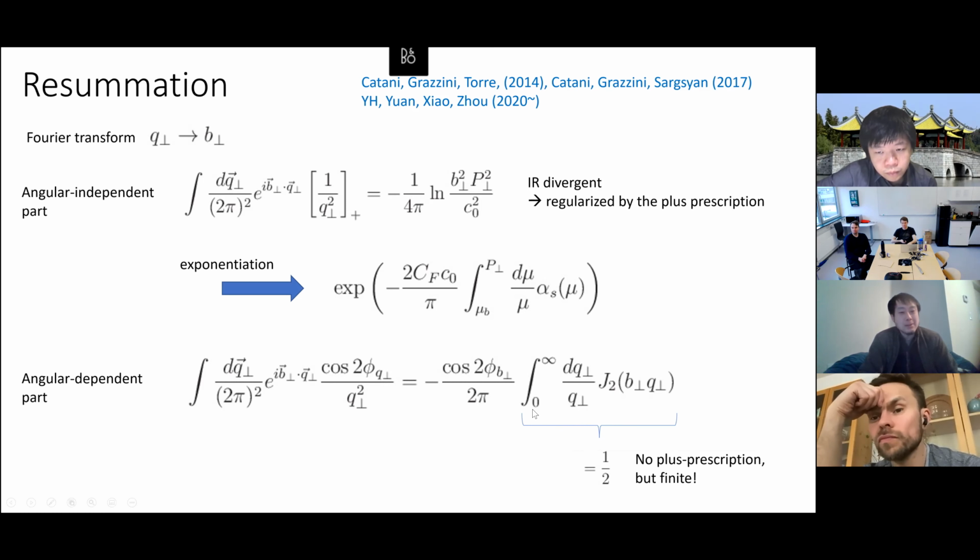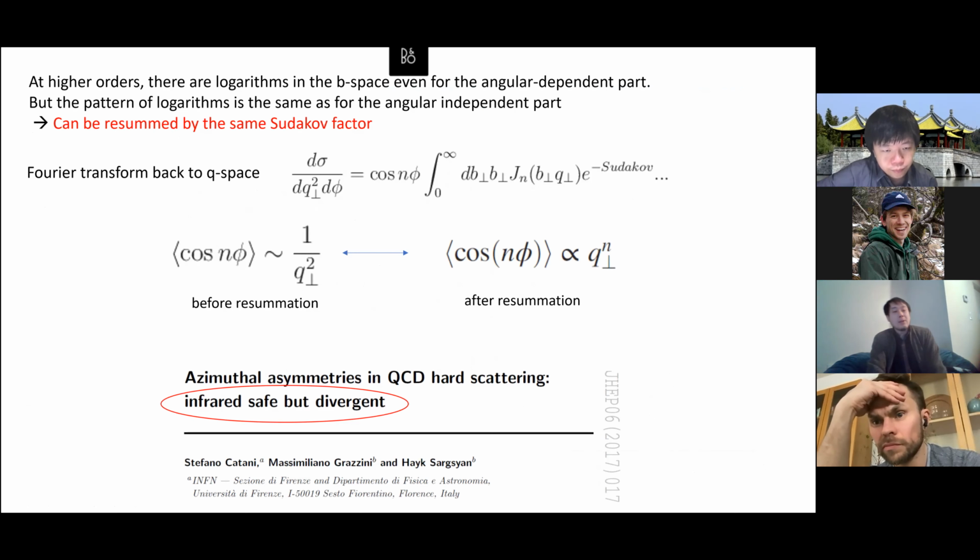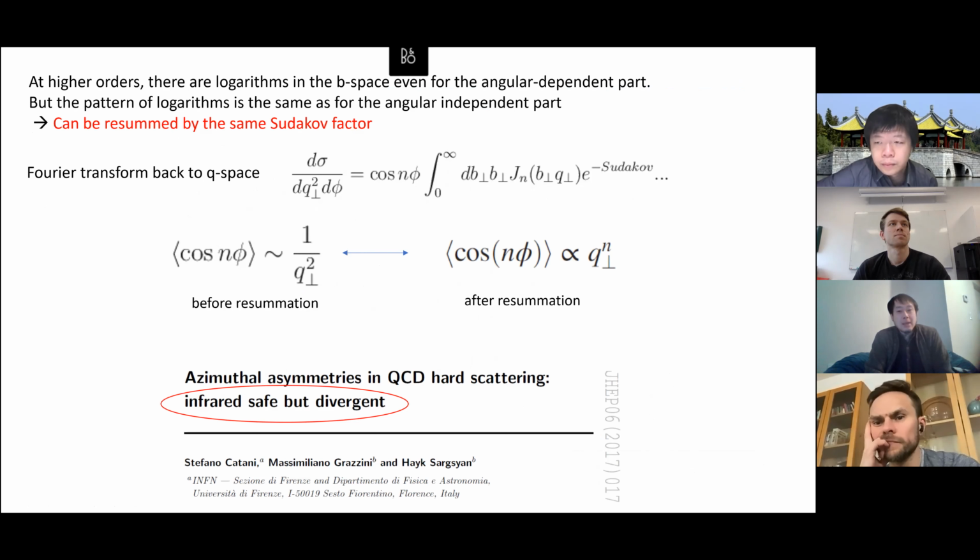So if you want to do the TMD resummation, you go to the B space, the Fourier transform. This angular dependent term is actually singular in the momentum space, but if you go to the coordinate space, you get something completely finite. This is just one loop, but if you go to the higher orders, then there are also logarithms. You actually get logarithms even for the angular dependent term in the B space, but the pattern of this logarithm is the same as for the angular independent part. So one can actually do the resummation by using the same Sudakov factor.